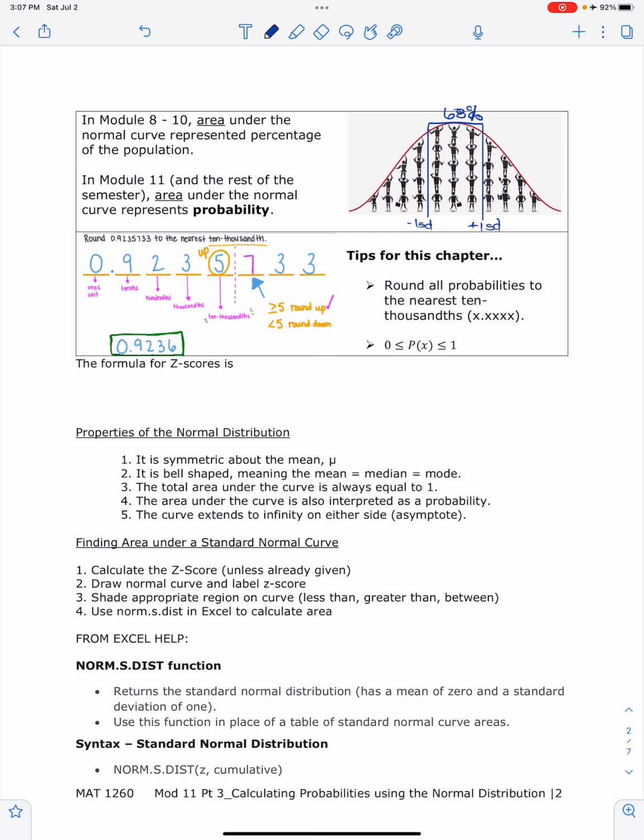We want to make sure that all probabilities are rounded correctly to the nearest 10,000th, which means 4 decimal places. So we are always going to look at 1, 2, 3, 4 places, and then we're going to take a look at the number in the 5th place. If the number is 5 or above, we're going to round up. If it's 4 or below, we're going to keep that value the same.